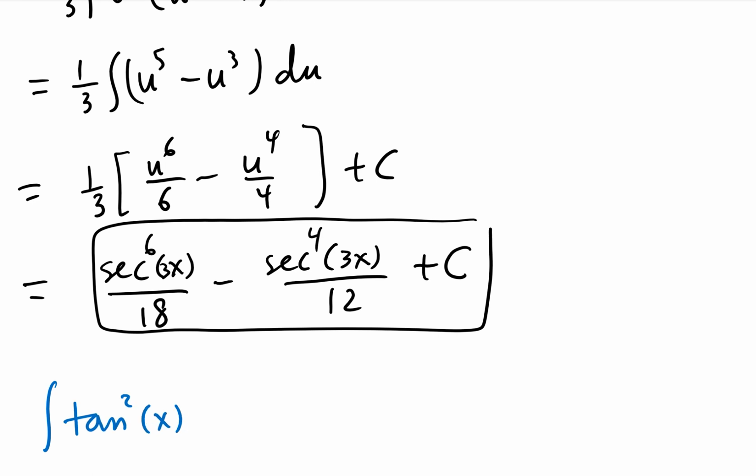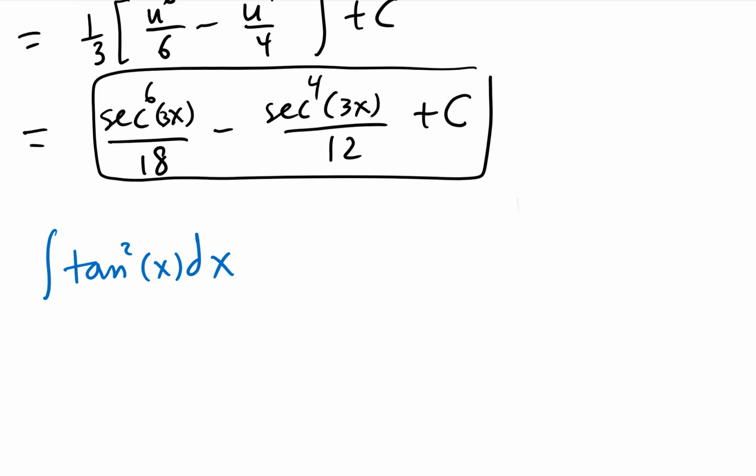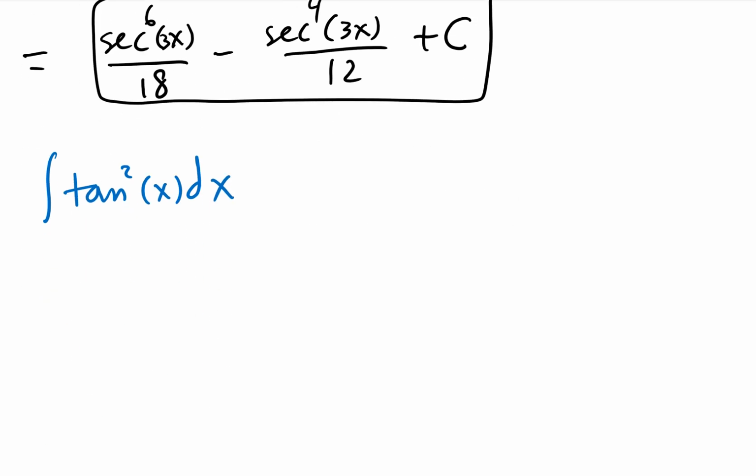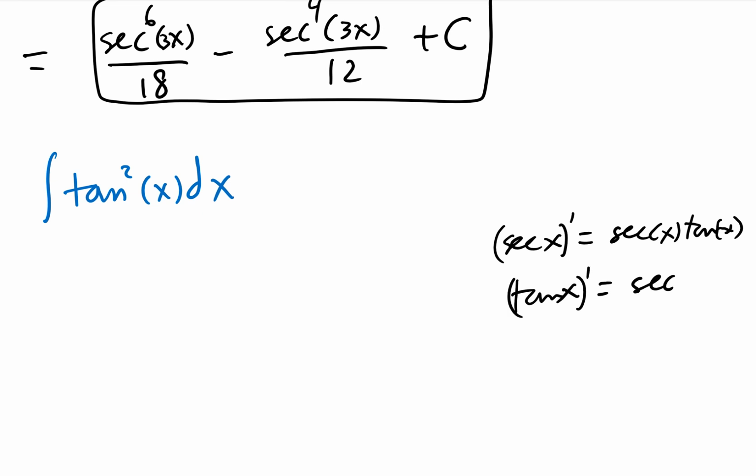Another common example that we do in tangent and secant is something like this: integrate tangent square. When I do this, I always go back to the form. It's like, okay, what's the derivative of secant? It's secant tan. That helps me. And what's the derivative of tangent? It's secant square. So I'm thinking backwards, like how can I go backwards from here to there or from here to here?